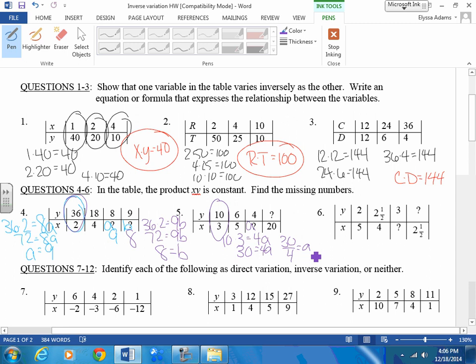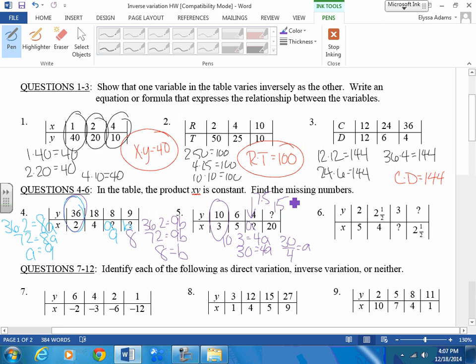Fractions are fine, but that's not simplified. You can divide 2 out of both of those. So if you want, you can write this as 15 over 2. Or if you really want to, you can write this as 7.5. Okay? You'll do the same thing to find your other one, and you should get 15. So this one right here should be 15.